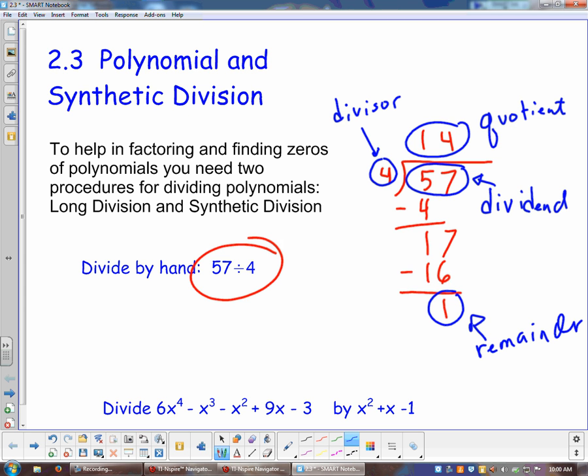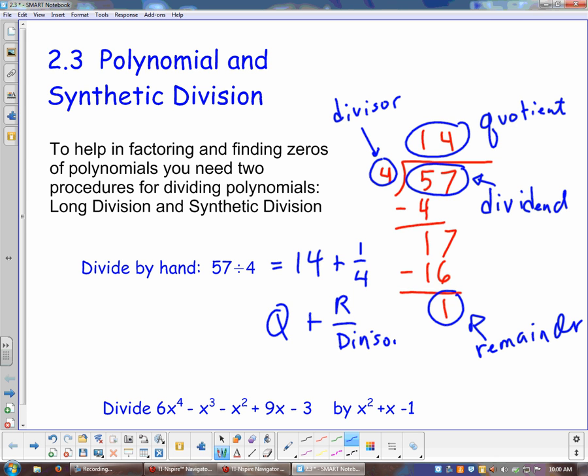Okay, so how would we write our answer for this problem? 57 divided by 4. It's 14 R1. Okay, we're not going to be using R1. That's kind of a 3rd grade thing. So we're going to say 14 plus 1/4. In other words, we write the quotient plus the remainder over the divisor.